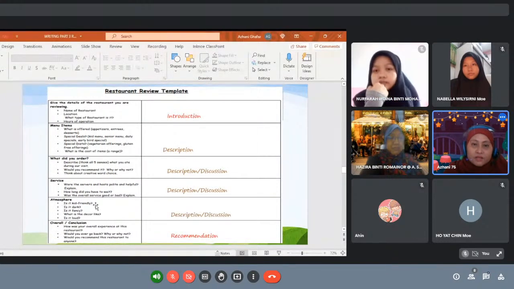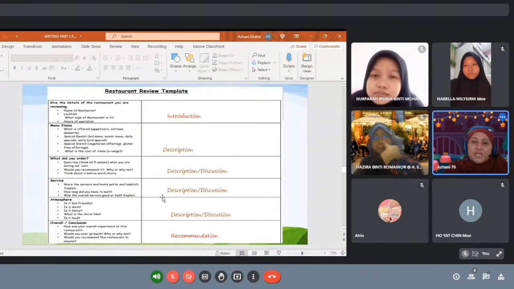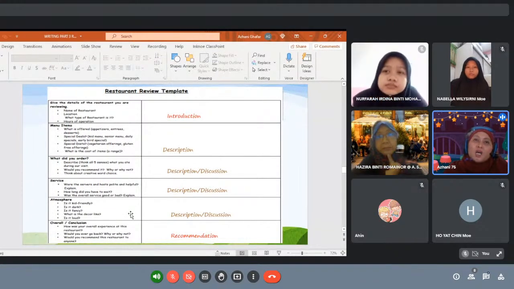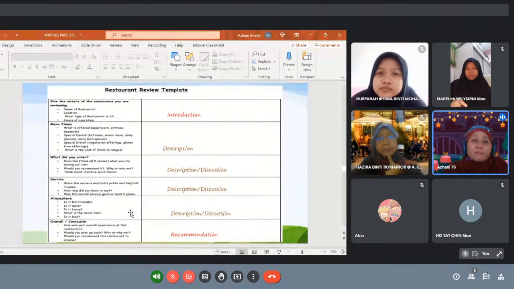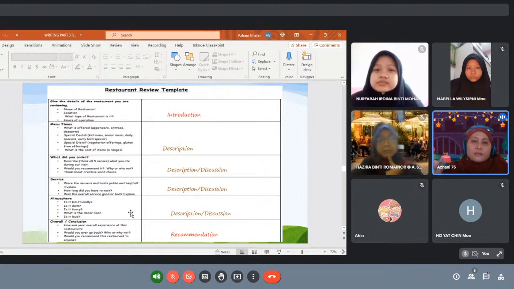Is it kid friendly? Is it dark? Is it fancy? Okay, fancy. Fancy could describe a place which might have a particular theme. Let's say the color. Part of the theme is the color scheme. Let's say it's like IKEA. The main color is what? Yellow and then a little bit of blue, right? So something like that.